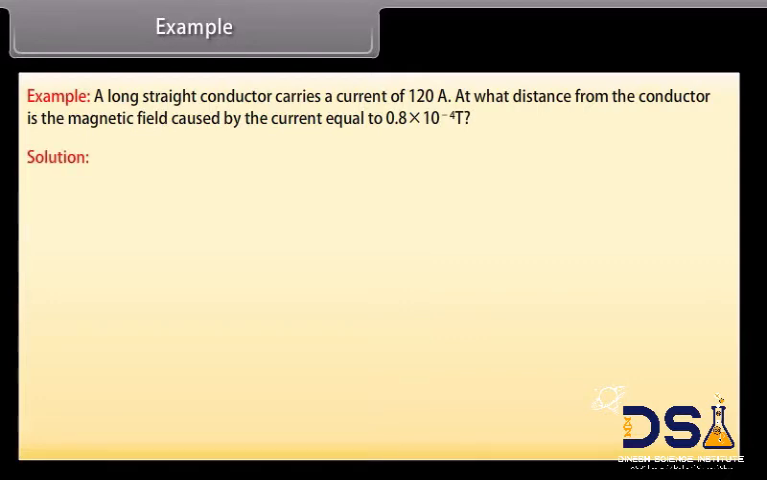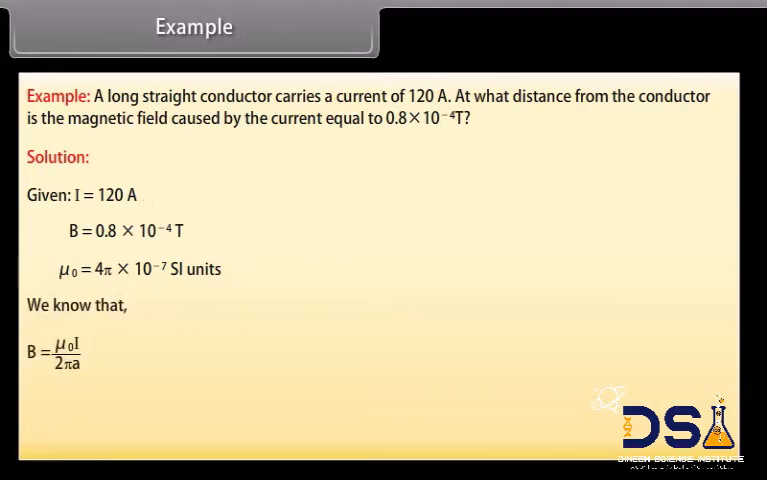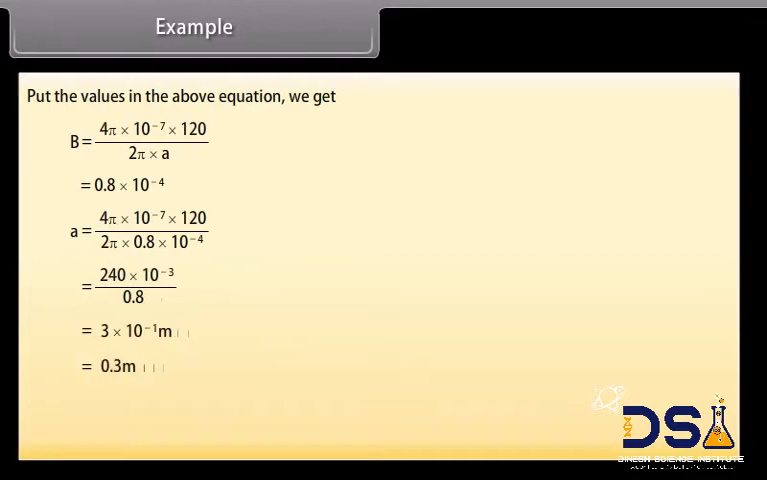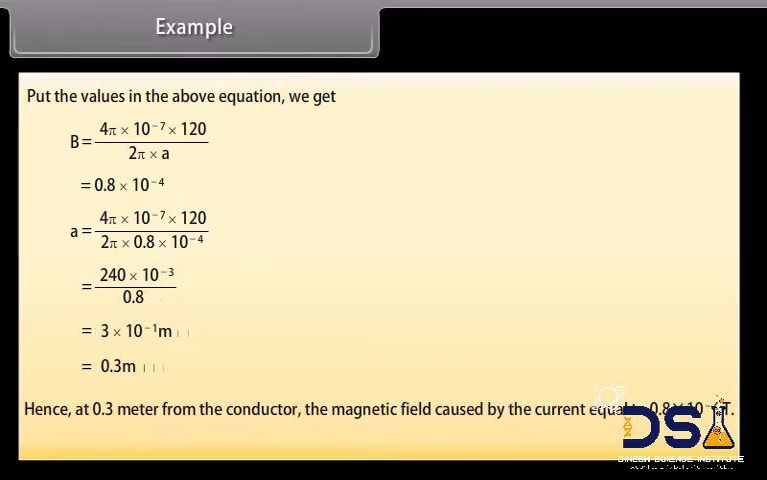Let's see the solution. Here, the given values are I equal to 120 ampere, B equal to 0.8 into 10 raised to the power minus 4 Tesla. Mu naught is equal to 4 pi into 10 raised to the power minus 7 SI units. We know that B is equal to mu naught I upon 2 pi a. By putting the values in the equation, we get the value of a equal to 0.3 meters. Hence, at 0.3 meters from the conductor, the magnetic field caused by the current is equal to 0.8 into 10 raised to the power minus 4 Tesla.